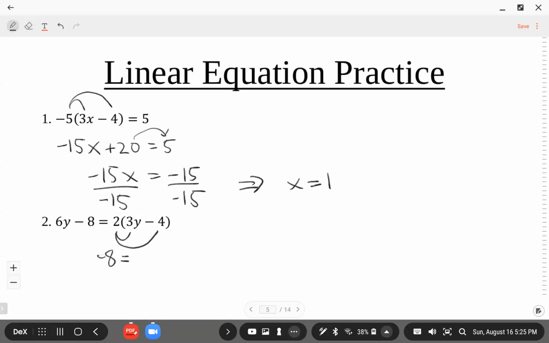Okay, so at last you get -8 equals -8, right? So both sides are identical, right? This is an identity solution. And the solution is all real numbers. When you get both sides that are identical, the answer is all real numbers, okay? Infinite solutions. All real numbers work. So any value of x would work, okay?